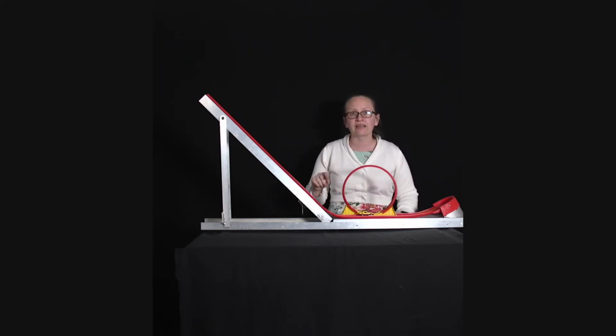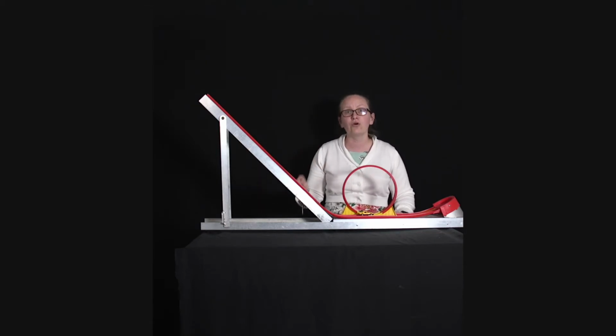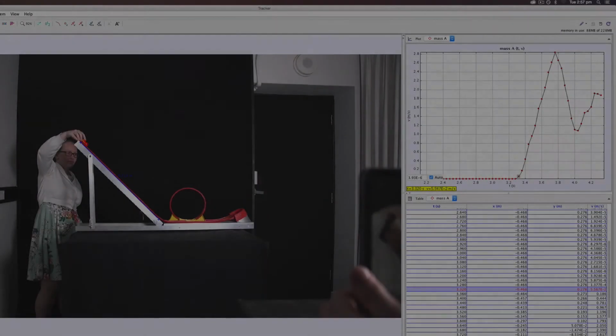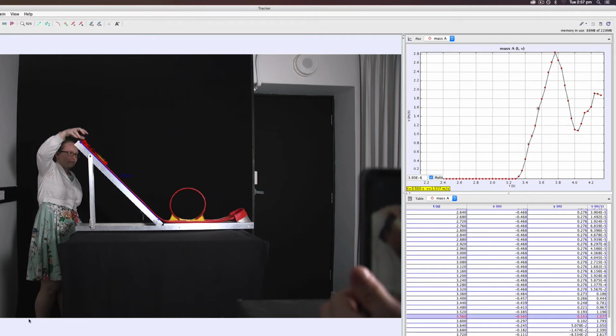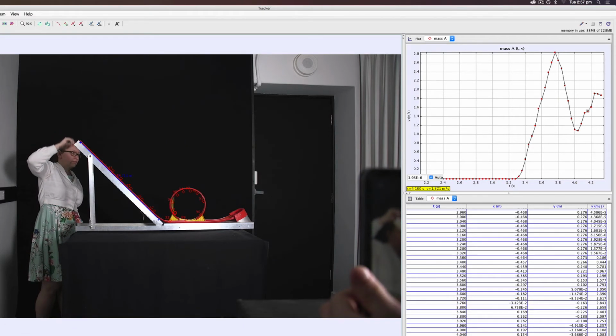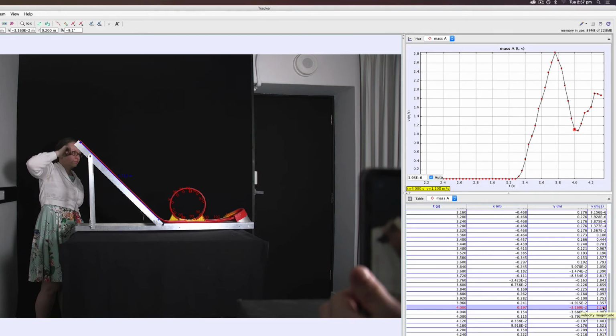Let's check this equation now with Tracker. So here's the car being released from the higher point in Tracker, and we can read off the speed of the car at the top here. It is around about 1.108 meters per second. So that is higher than 1.05, which is why it was able to make it around the loop in that case.